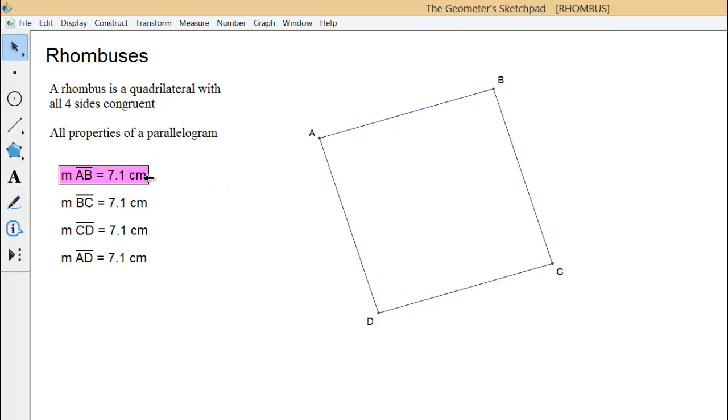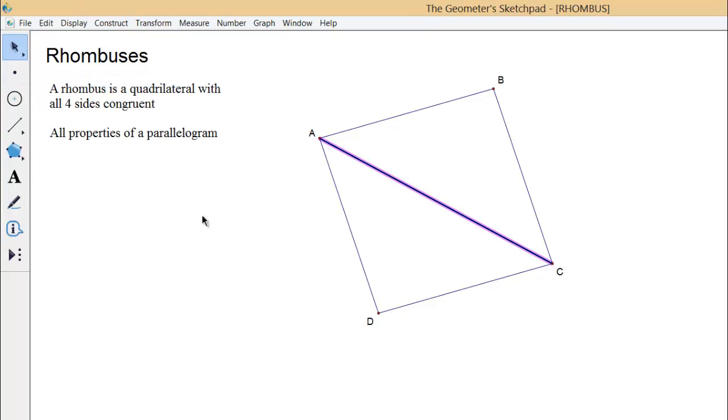And let me get rid of these measurements. Now the thing is, we also have some neat things with the diagonals. Let's construct these diagonals. If we measure this diagonal, we have 10.3, and then let's construct this one and measure that one.